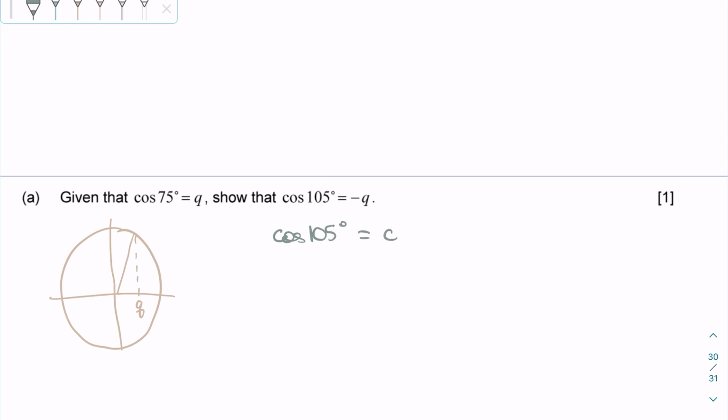Cosine 105 degrees can be rewritten as cosine of 180 minus 75 degrees. This will let us see that the acute angle is still 75 degrees. The angle 105 degrees is in the second quadrant, so it will have a negative value. Therefore, cosine 105 degrees is minus q, because it has the same cosine value as cosine 75 degrees, but is in quadrant 2.